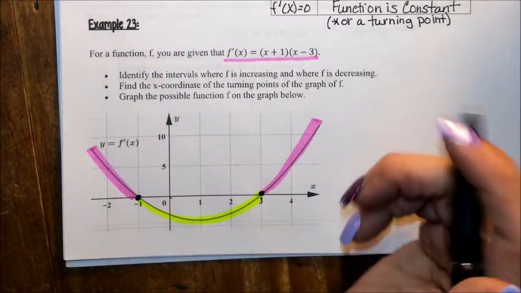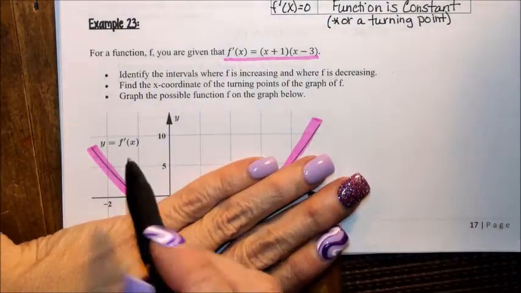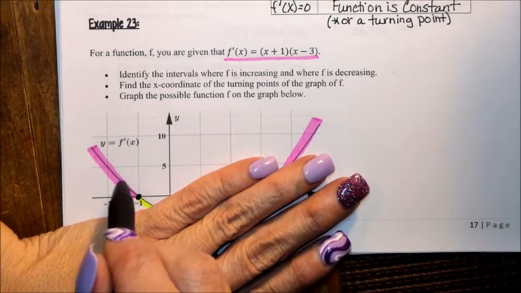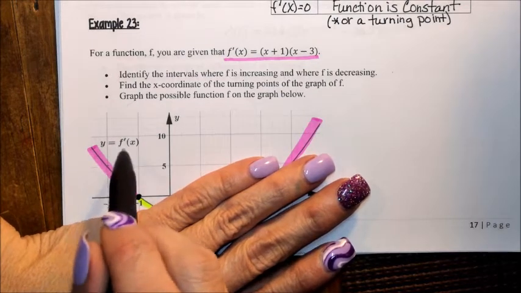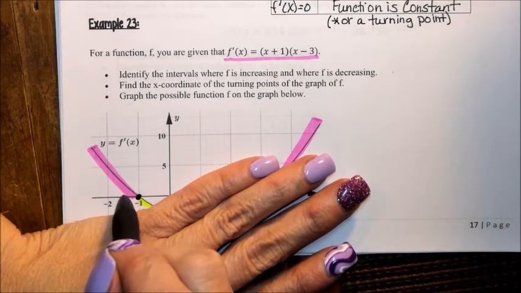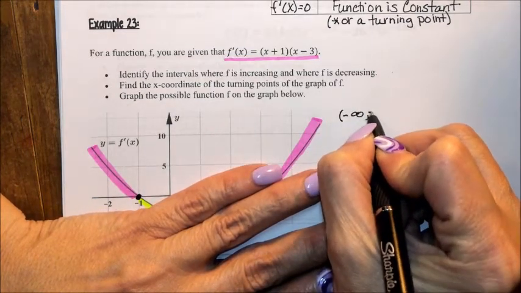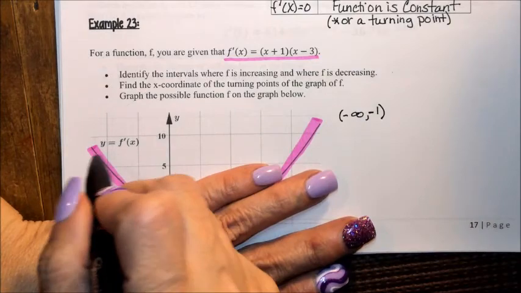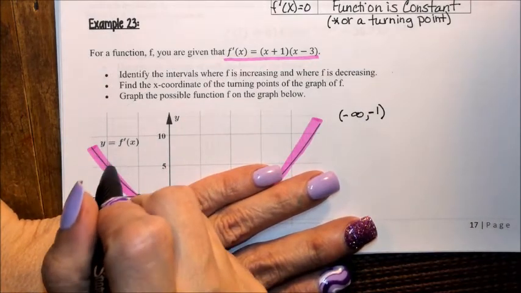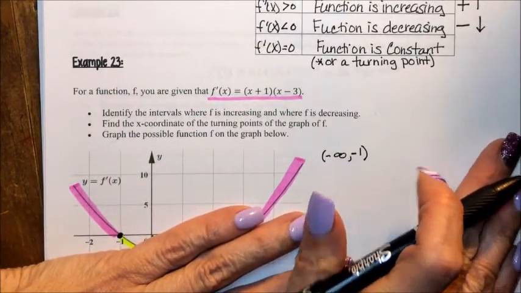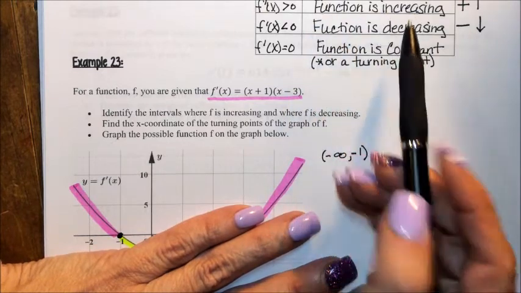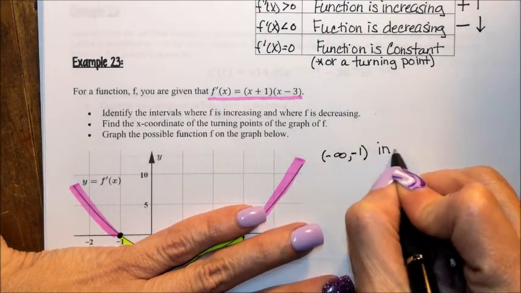All right, so let's look at the interval. So we're just looking from right here and up. When are we positive? Well, this is f prime of x, so we're positive up here. So I would say from negative infinity to negative 1, I am positive. If f prime of x is bigger than 0, the function is increasing. So this would be increasing.